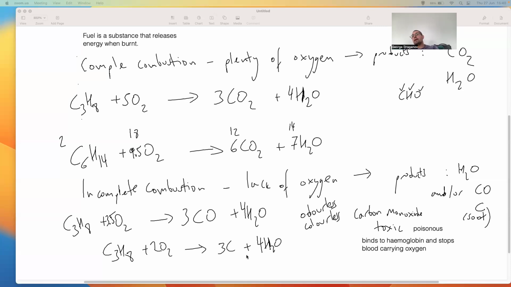So in this example, you can see there's only 2 oxygens. In this one was 3.5, and in this one was 5. So complete combustion, plenty of oxygen, had more moles of oxygen. This had less, and if you have even less oxygen, that's when you just get soot, because the carbon just cannot burn with the oxygen. Now for carbon dioxide, I forgot to mention, you should obviously know that it's a greenhouse gas, and it causes global warming.